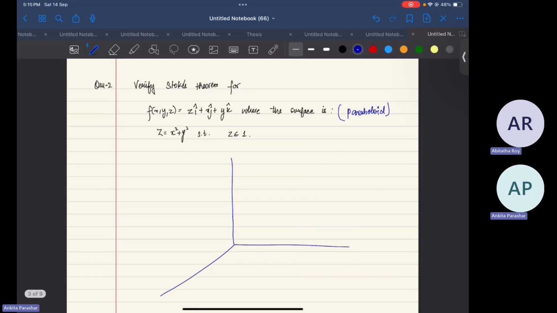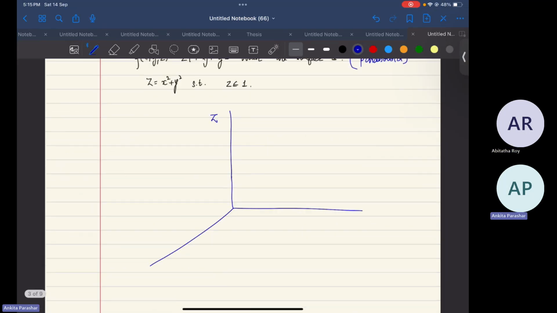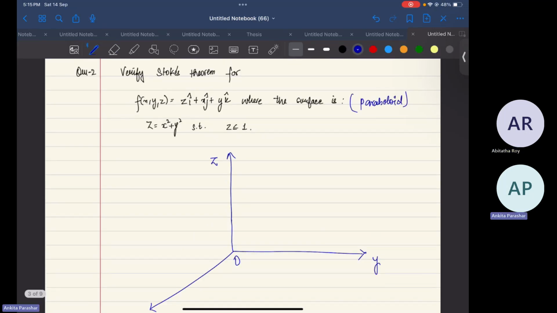Can you see the direction as well? Suppose I write this to be the z axis, this to be the y axis, this to be the x axis. Z will always be positive. So how do I draw it? Upward. Yeah, right. So how do you see that?